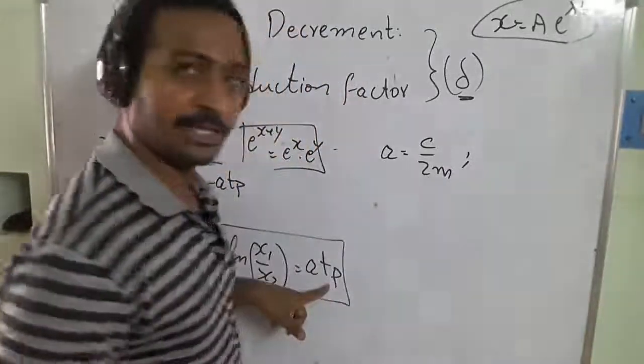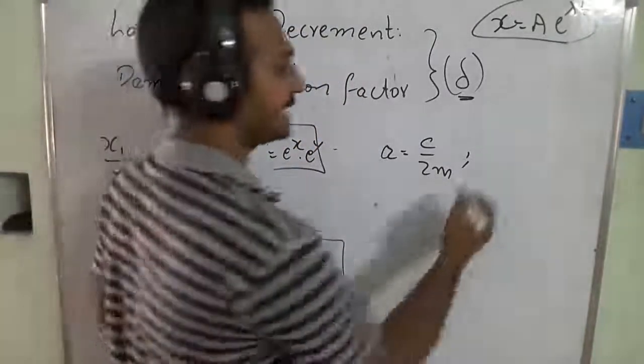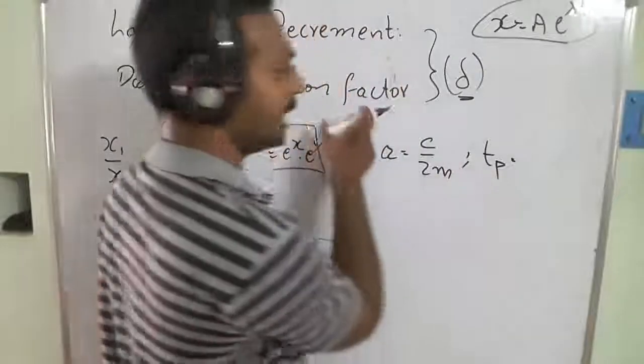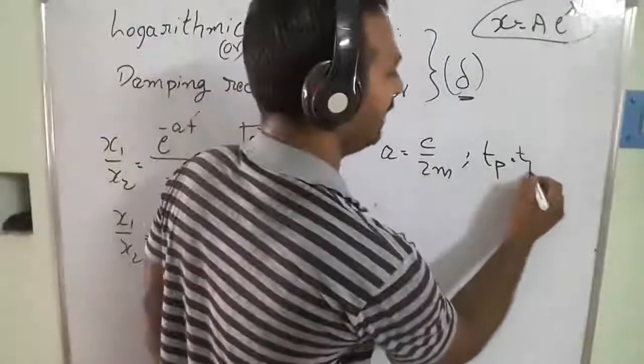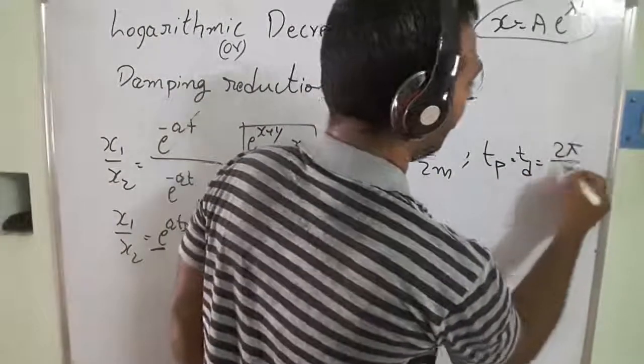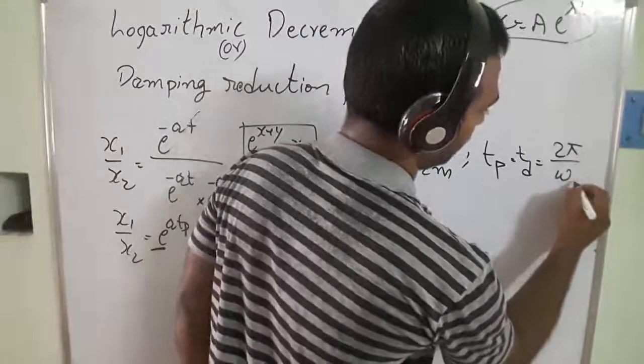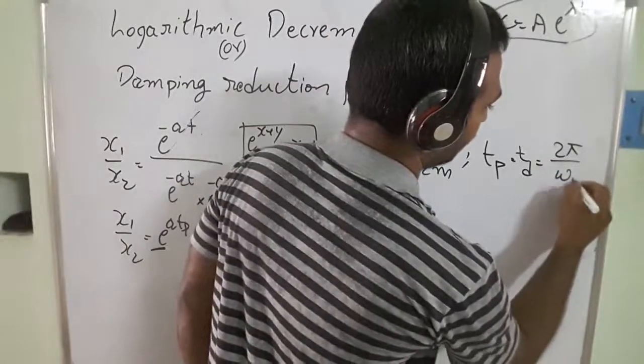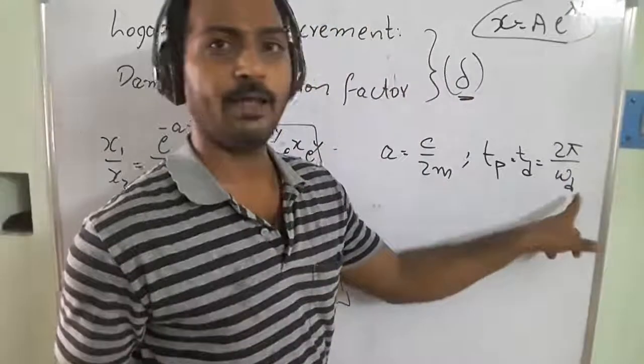Then what is the TP? It is going to be the time period. We are going to say this is going to be damped vibrations, that's going to be TD, that is equal to 2 pi by the circular damped frequency. I am going to be writing 2 pi by omega d.